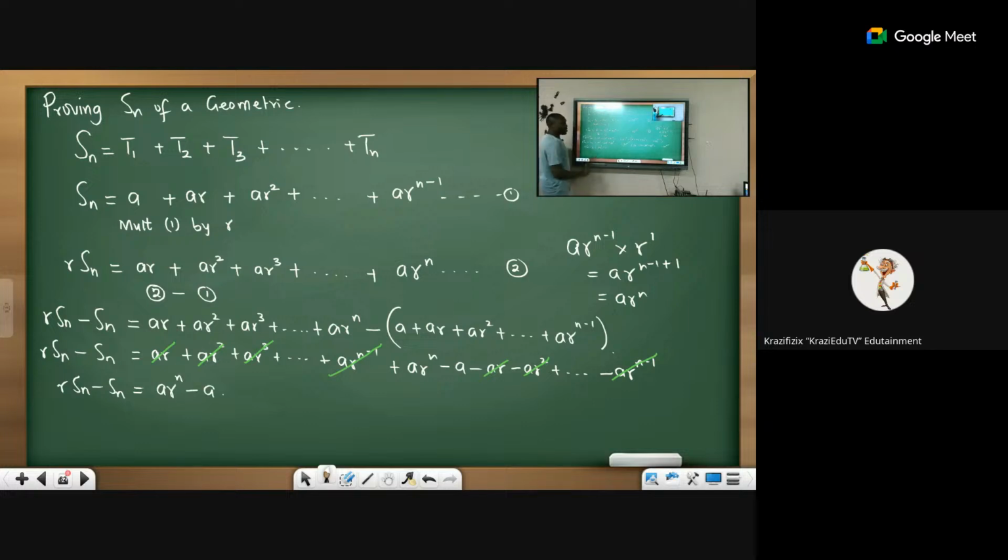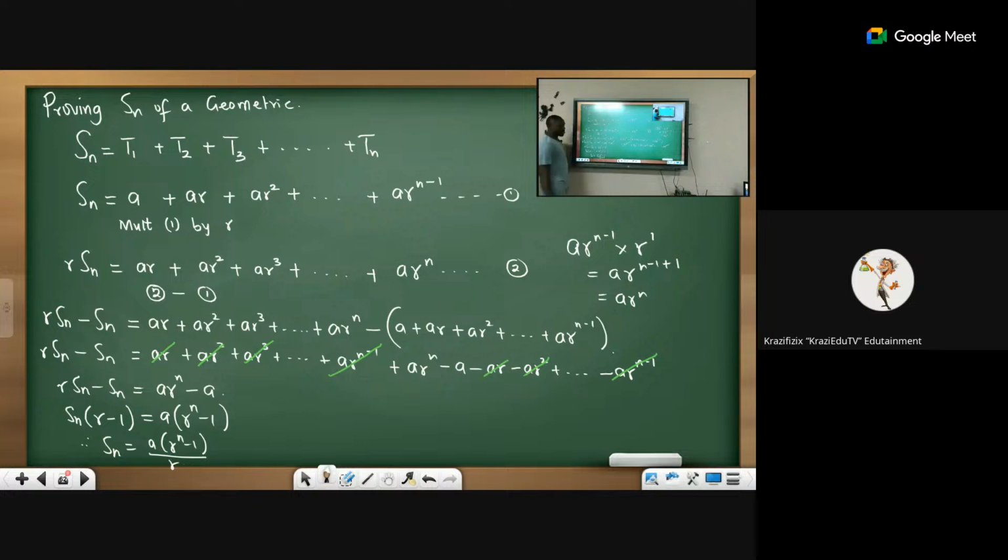What is common on both sides? What's common on the left-hand side? Sn is common, right? What do we have? R minus 1. What's common here? A. R to the power n. Divide both sides by what? R minus 1. Remember, we are looking for Sn. Therefore, what is Sn? There's your formula. That is my formula.